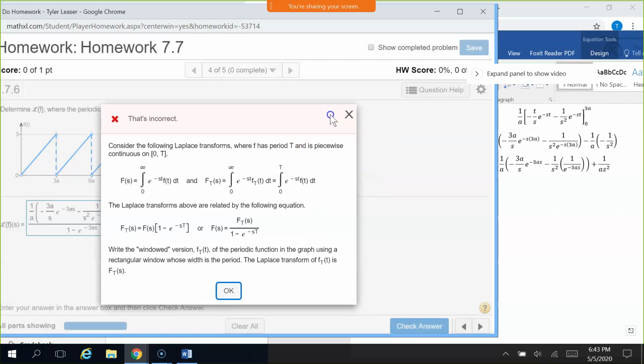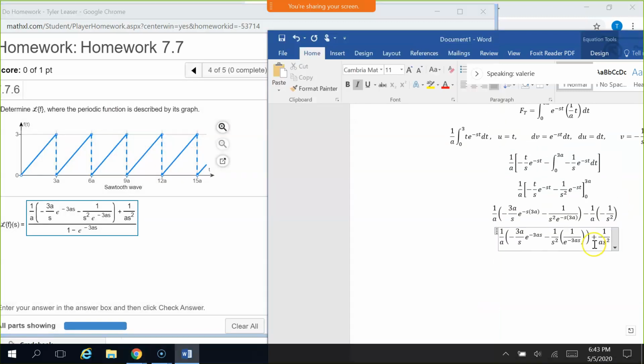Oh, we've gotten so many wrong today. I mean, I know it's the right answer. It's just the simplifying stuff.